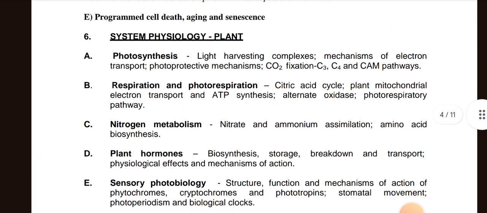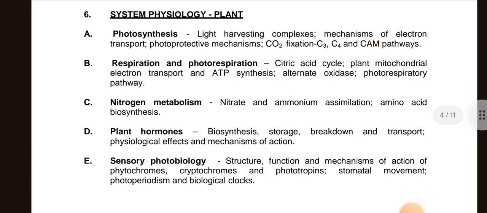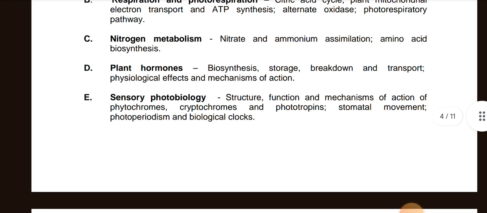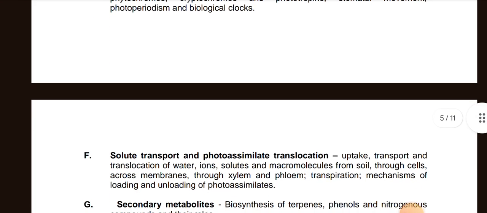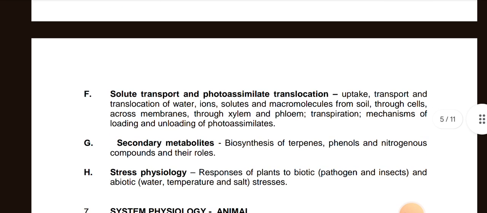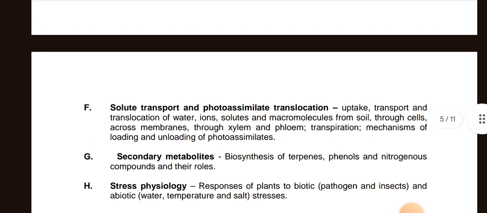And the next unit is about system physiology in plants. So here we will be discussing photosynthesis, respiration and photorespiration, nitrogen metabolism, plant hormones, sensory photobiology, solute transport and photoassimilate translocation, secondary metabolites and stress physiology. So in the video we have seen 6 units and their contents.